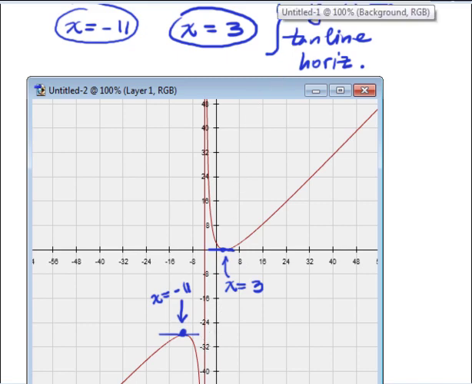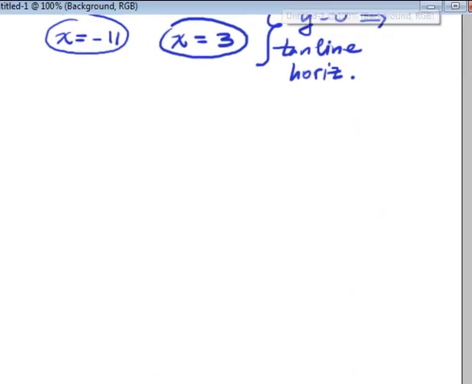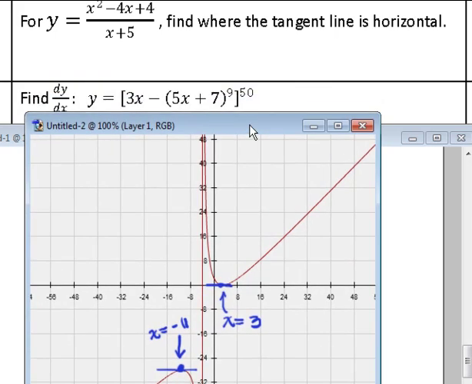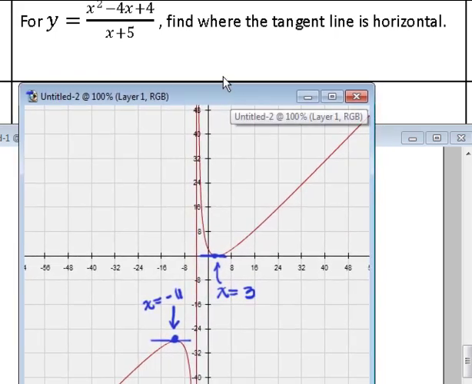Now you're ready to do problem 3. So let me show you that. Let's do that. Okay, let me just get that here. Problem 3.